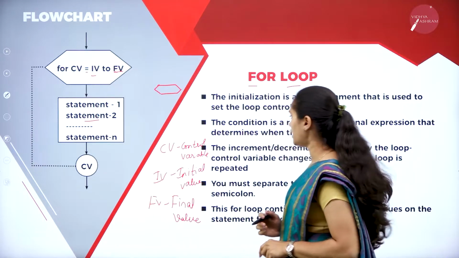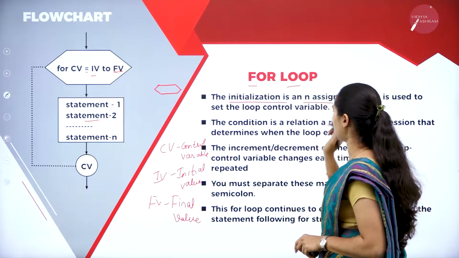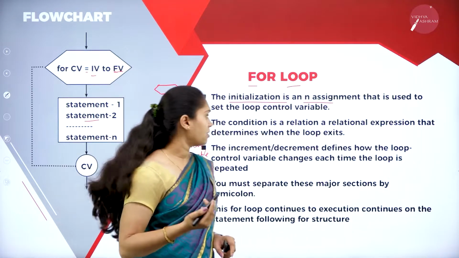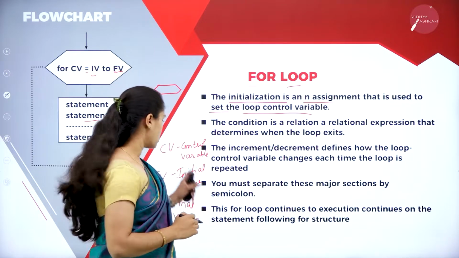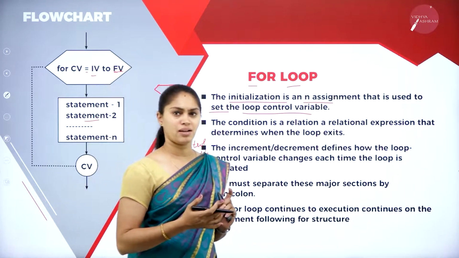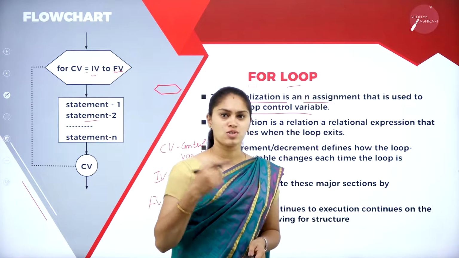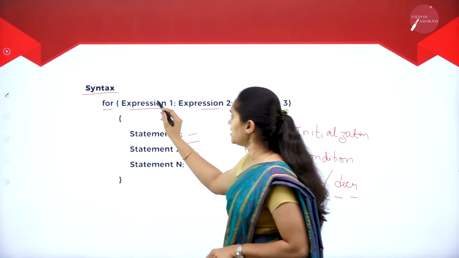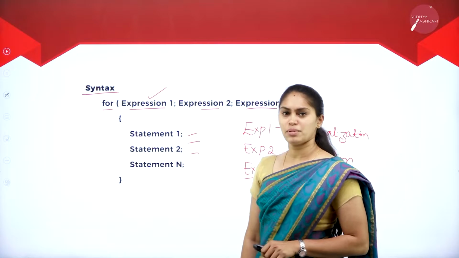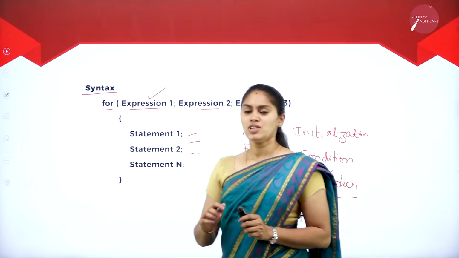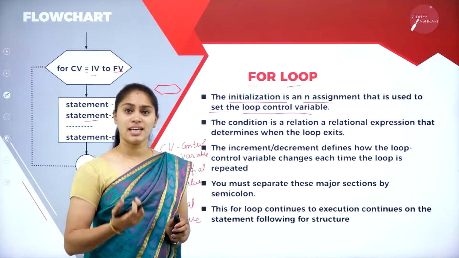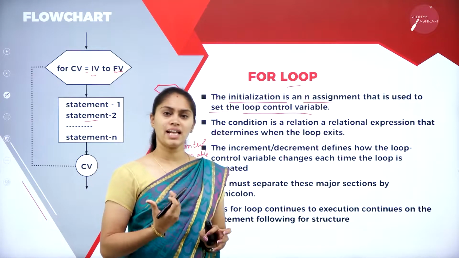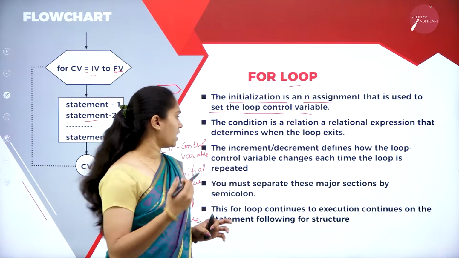Okay, so here you can see that the initialization is an assignment that is used to set the loop control variable. CV is nothing but control variable. If you consider the syntax here, expression 1 is mainly used for the purpose of initialization. That means we can initialize n number of elements, or n number of variables.